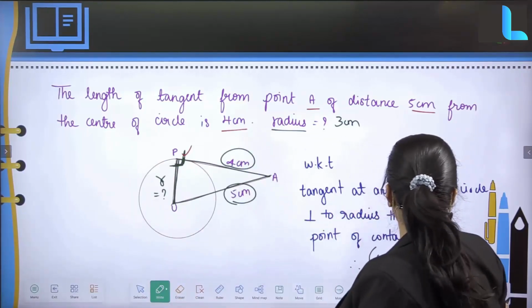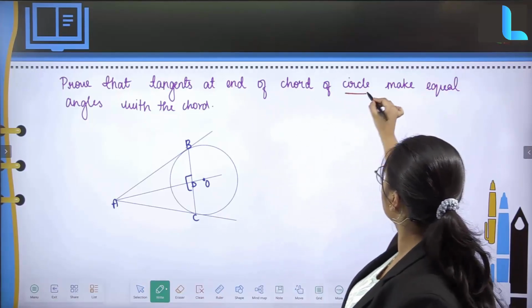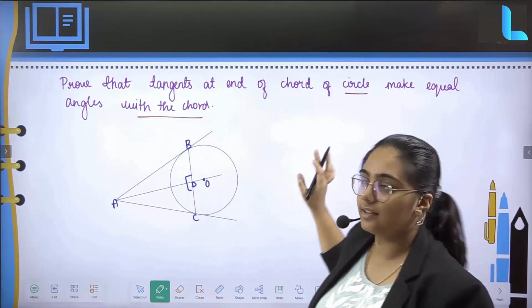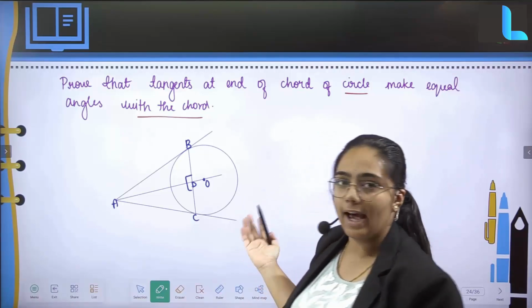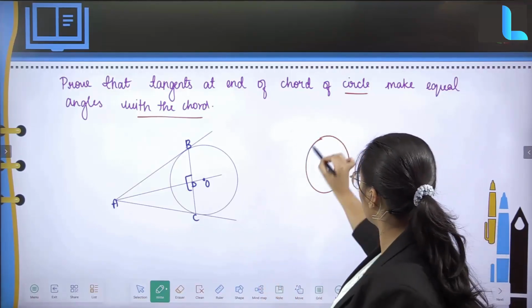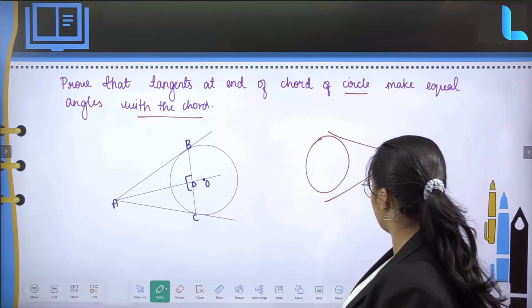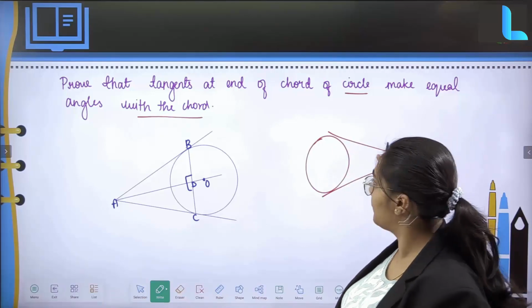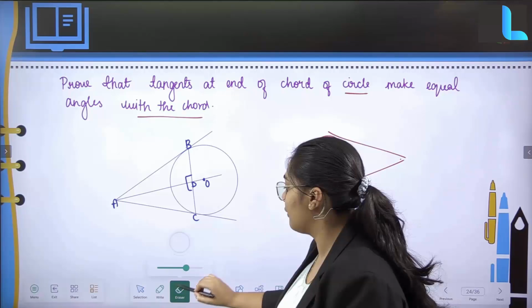Right. Next question: prove that the tangents at an end of a chord of a circle make equal angles with the chord. This is going to be one of your theorems. It is very simple. Usually, once you have a circle, there is a point outside the circle and two tangents are drawn, and you have to prove that these tangents are equal. That is also one of the theorems.